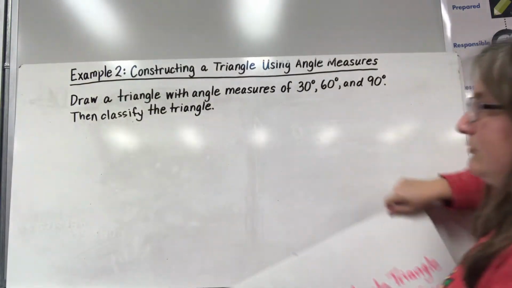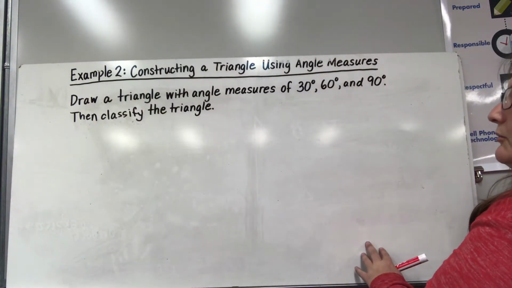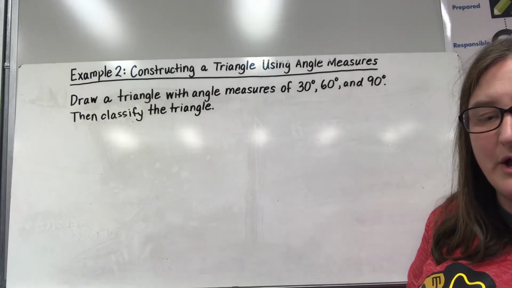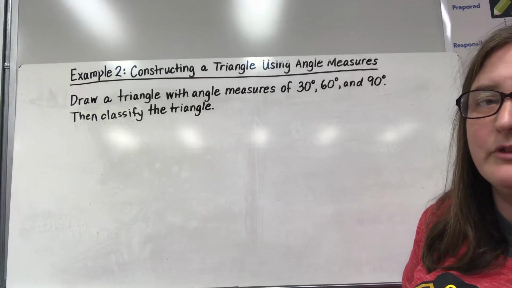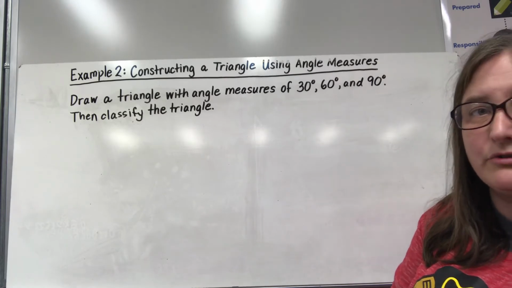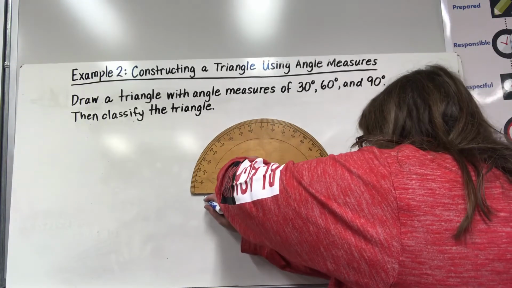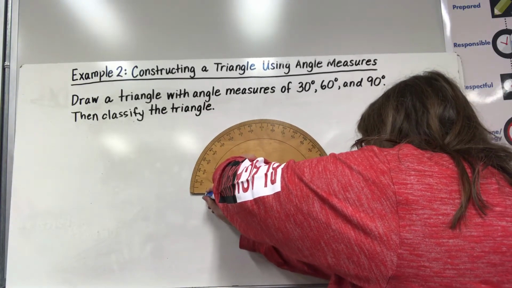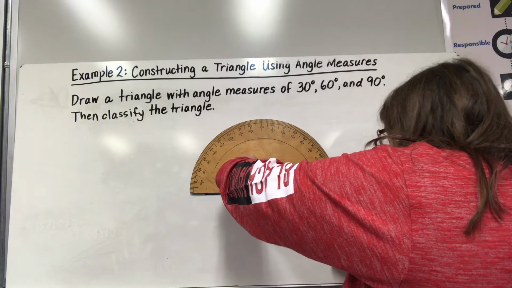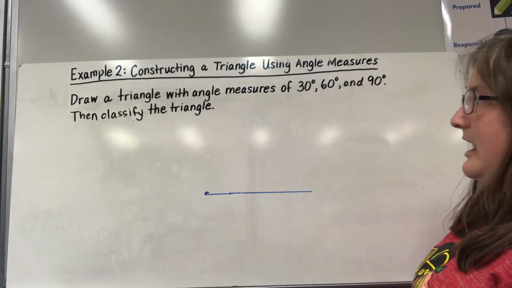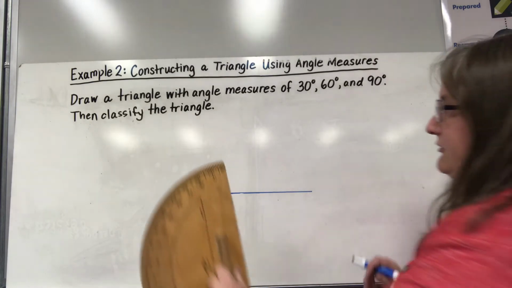Now I'm being asked to construct my own triangle with angle measures of 30, 60, and 90 degrees, and then classify the triangle. So I'm going to start by drawing the largest angle first, the 90-degree angle. So I'm going to use my protractor here to create a straight line. I may not use that entire line, but I'm going to start with a fairly long one, and I'm going to construct a 90-degree angle here.